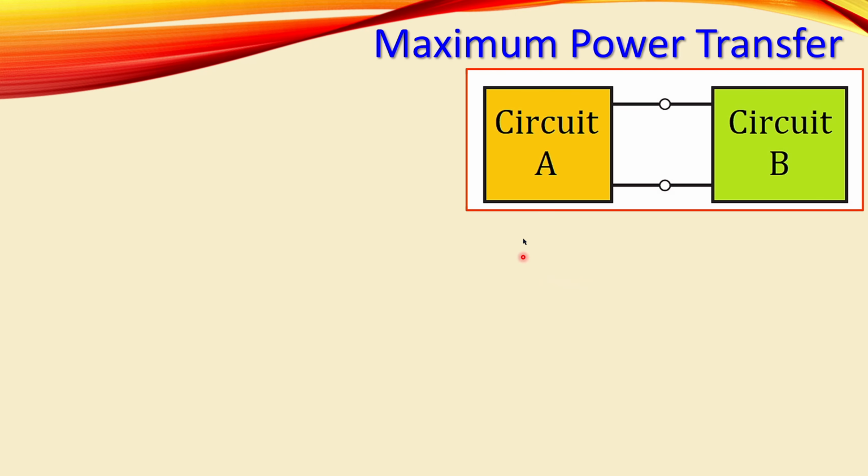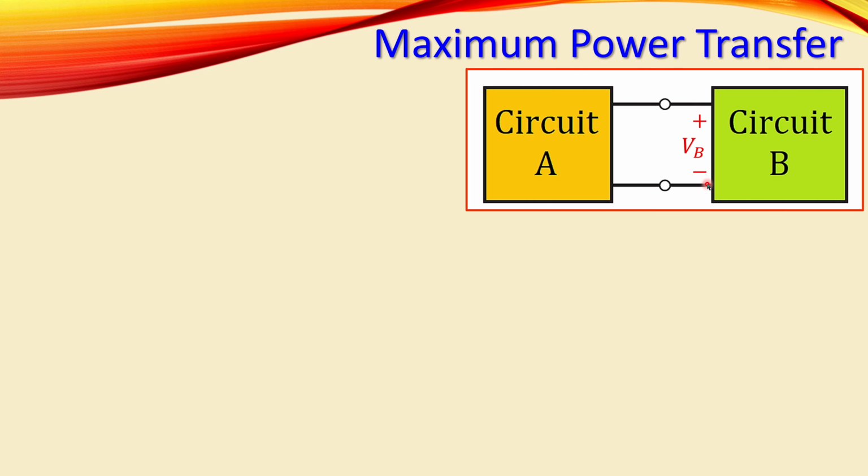So before we move on, I would like to first briefly discuss what maximum power transfer is and in what condition you have that maximum power transfer. For instance, you have two circuits, circuit A and circuit B, and you connect them to each other. How can we then transfer the power from circuit A to B in the most efficient way? That is actually the question in place here.